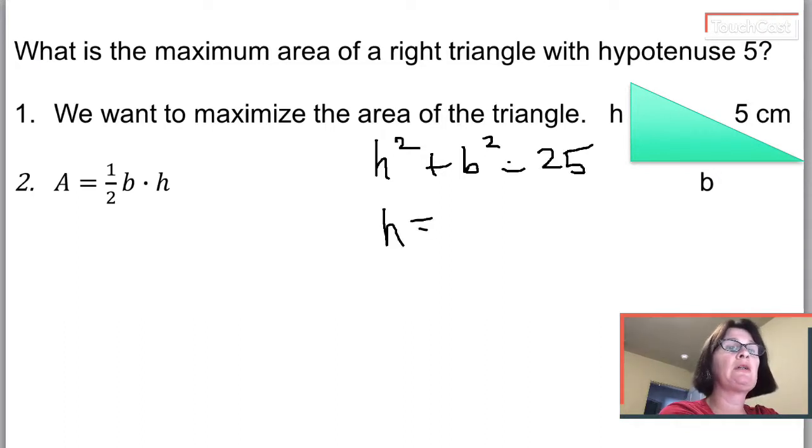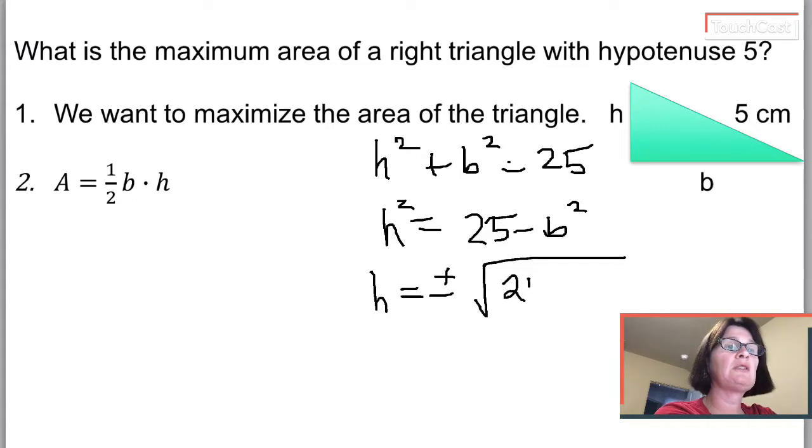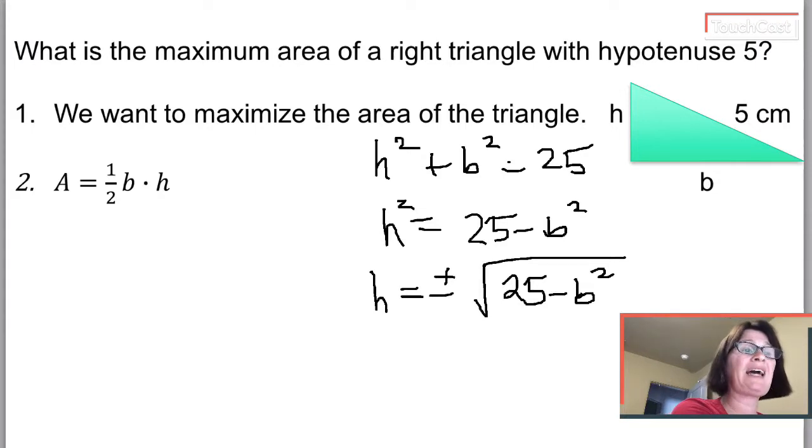So h squared is 25 minus b squared. I can take the square root of both sides. I'm going to get h is the positive or negative square root of 25 minus b squared. But notice that h stands for the height of my right triangle, and I can't possibly use a negative height for my right triangle, so I'm only going to keep the positive sign on that square root when I use it in my formula. So I'm going to replace h with the square root of 25 minus b squared.